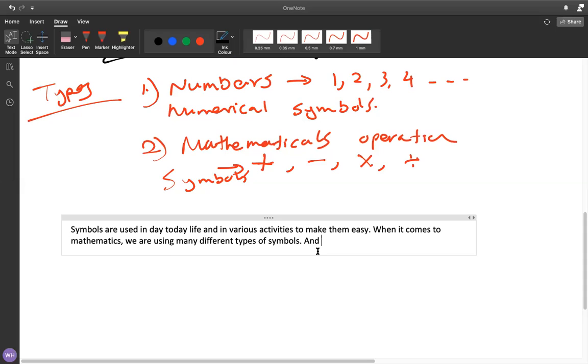And they can be categorized into several groups as well.